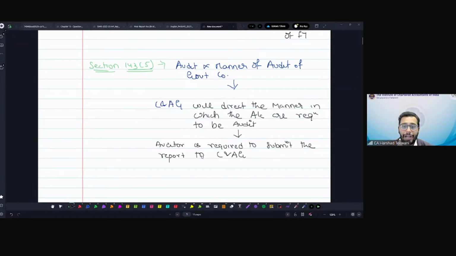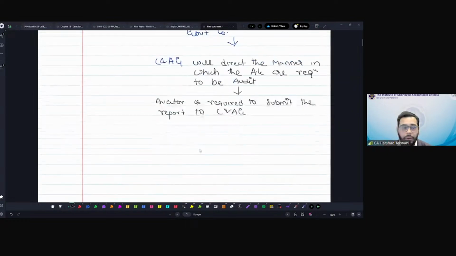Sometimes C&AG gives you directions: perform this additional audit, and over there, you submit your report. Then we report: this was the direction given to us, this is something we have performed, and this is the outcome. So that is how the audit is done for the public sector undertaking, a government company registered under Companies Act. Now that was the normal audit. There is a special audit under 143. I will not say special audit, but it is known as a supplementary audit.